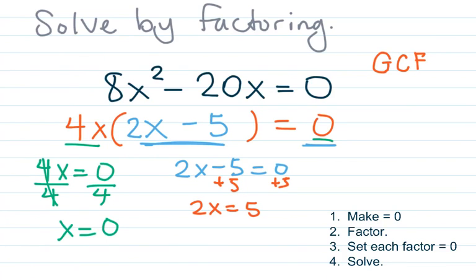0 plus 5 is still 5. And then dividing by 2. And again, the program we're using is going to want a fraction instead of a decimal, so we're just going to leave that as 5 divided by 2. Okay, let's try again.